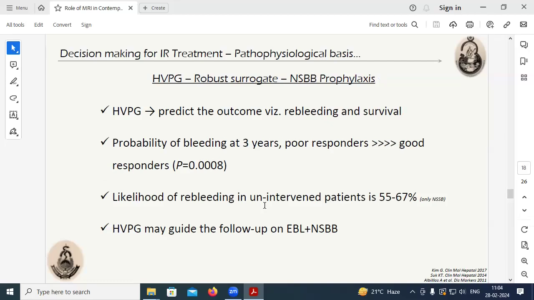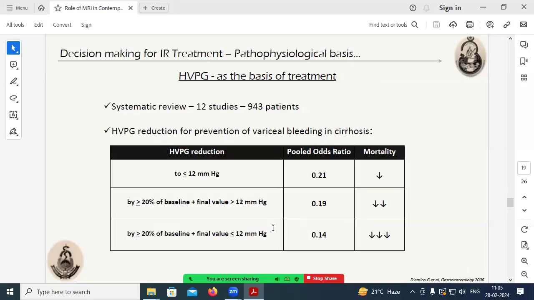Actually, in our center also, we have started a project in which we are trying to calibrate the timing for when we should call a patient a non-responder if he is on non-selective beta blocker, by using HVPG. And it has again been shown that the likelihood of rebleeding in unintervened patients can be monitored by HVPG measurement. And the therapy itself, that is the NSBB therapy with EBL, that is endoscopic band ligation, can be monitored by HVPG measurements. And that's just one study. There are many studies.